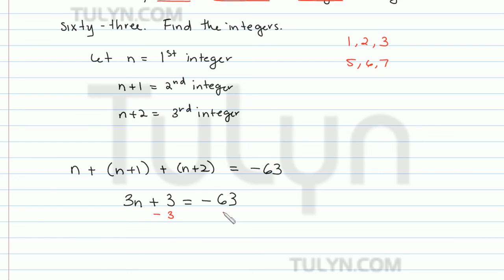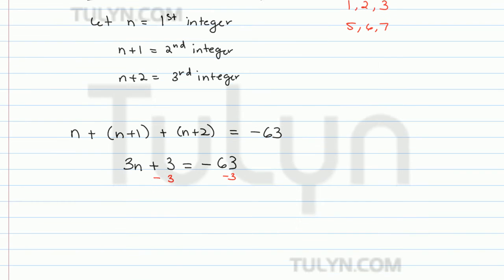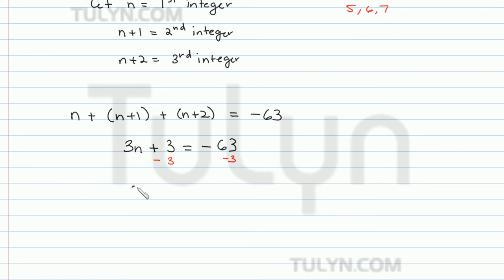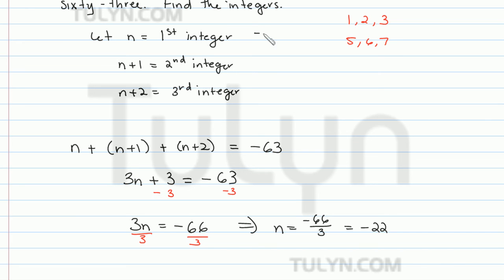So let's subtract 3 from each side of the equation to solve for n. So we get 3n is equal to negative 66. And then finally divide both sides by 3. So n is equal to negative 66 over 3, which simplifies to negative 22. So our first integer that we found was negative 22.